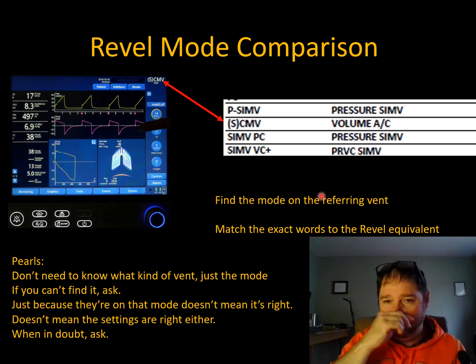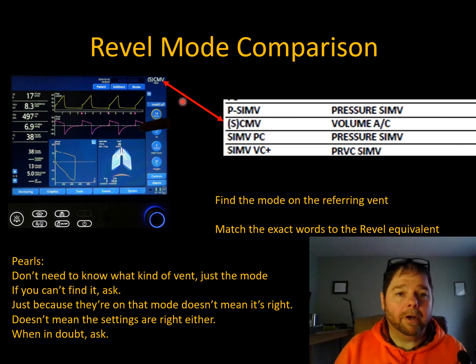So here's an example. If you look on the referring ventilator, up here in the corner, this is a Hamilton G5. Up in the corner you see it says S in parentheses CMV. What that is exactly is volume control ventilation. It's volume assist control, which is how you would duplicate that on our ventilator. So if you were to look down on our piece of paper, beside S(CMV) you see it says volume AC. And so then you could take their settings, which are here, and put those in your ventilator, and it should do exactly the same thing.